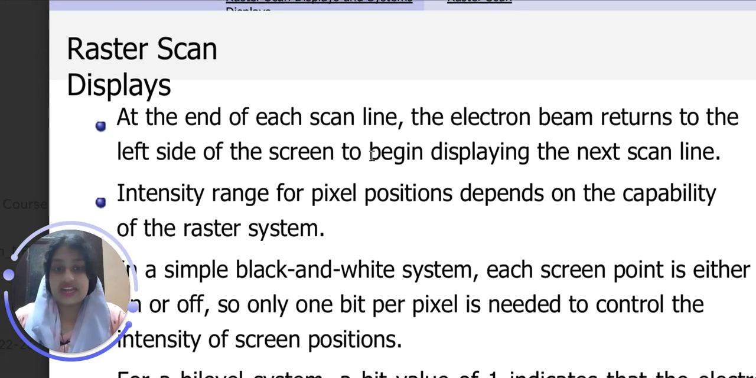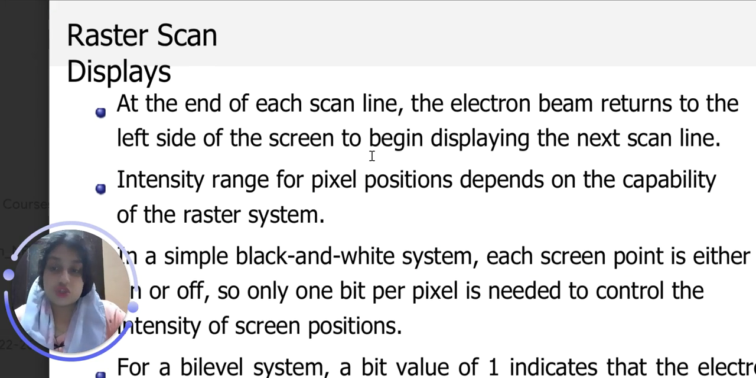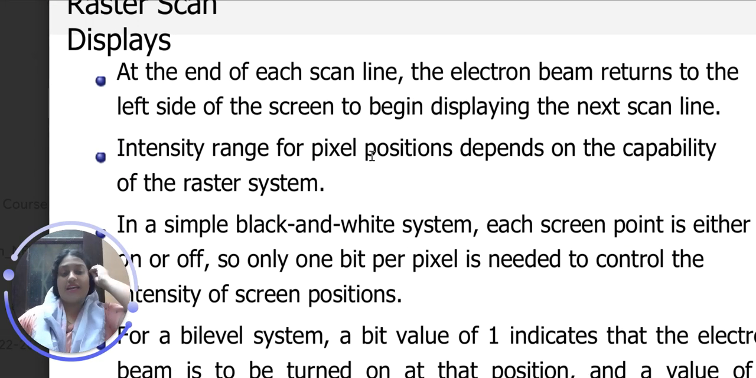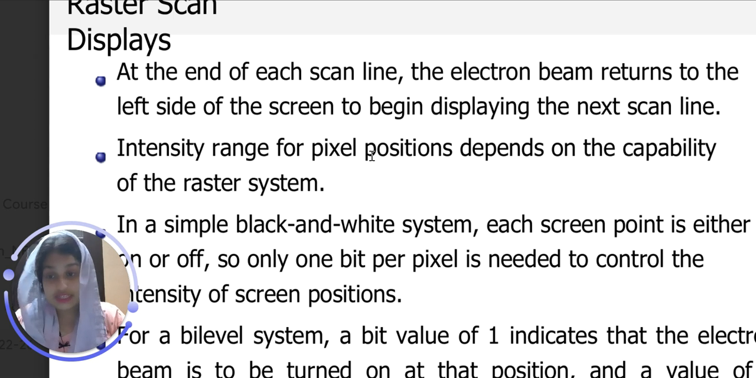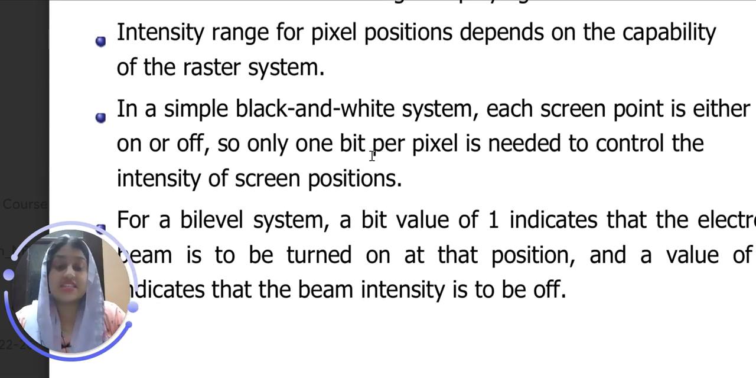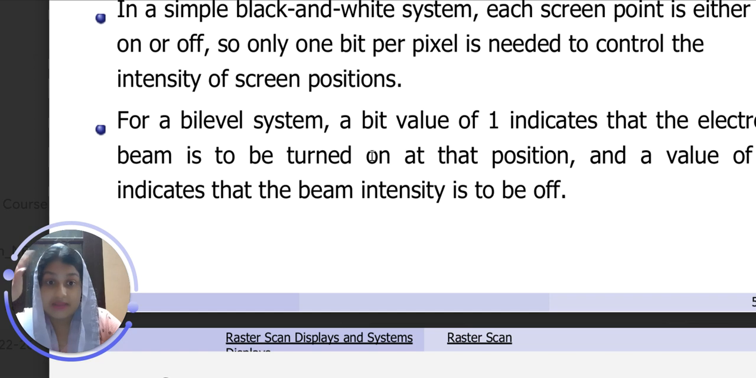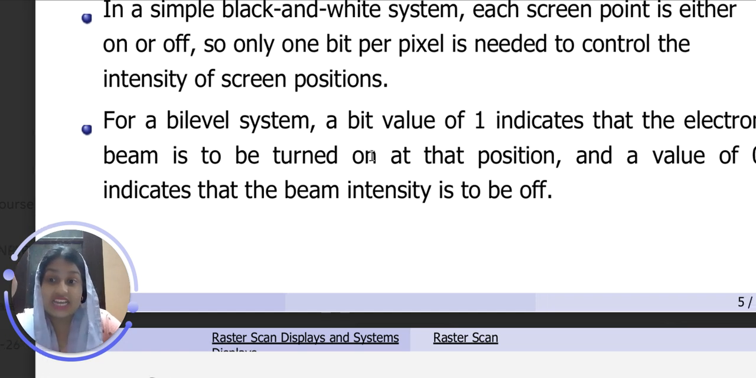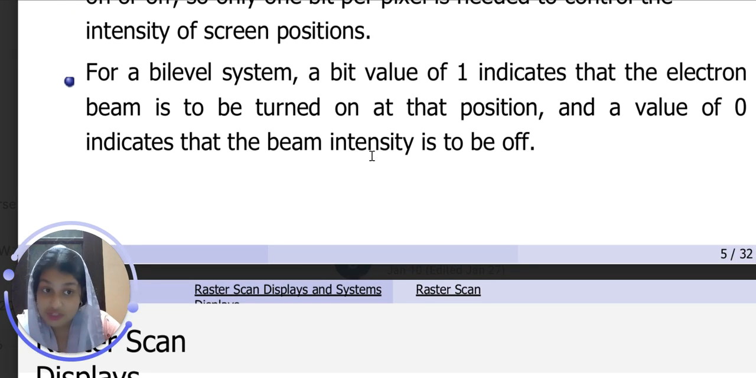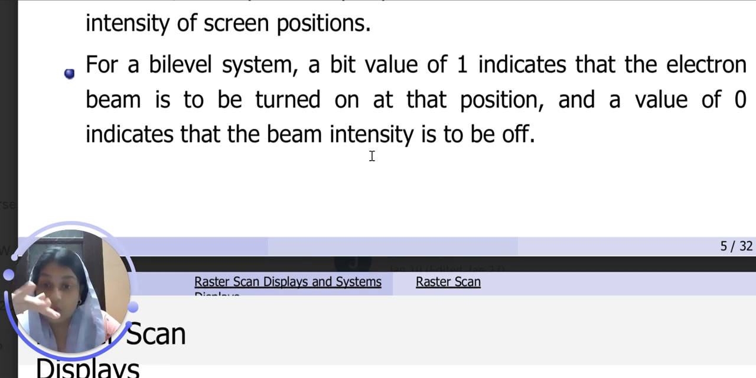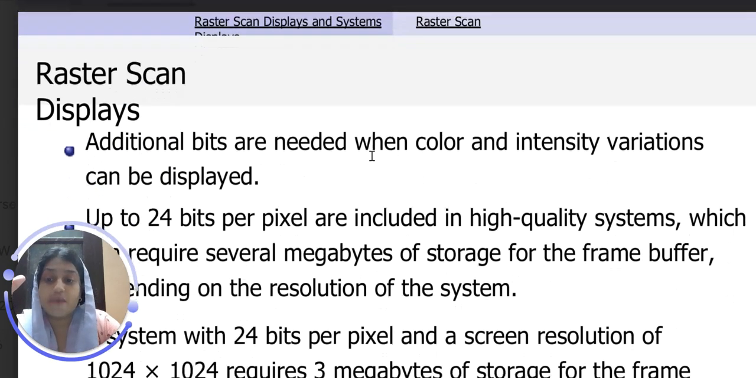At the end of each scan line, the electron beam returns to the left side of the screen to begin displaying the next scan line. The intensity range for pixel positions depends on the capability of the raster system. In a simple black and white system, each screen point is either on or off, so only 1 bit per pixel is needed to control the intensity of a screen position. For a bilevel system, a value of 1 indicates that the electron beam is to be turned on at that position, and a value of 0 indicates that the beam intensity is to be off.